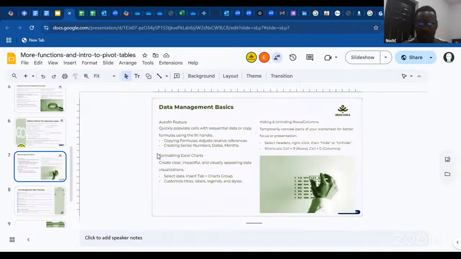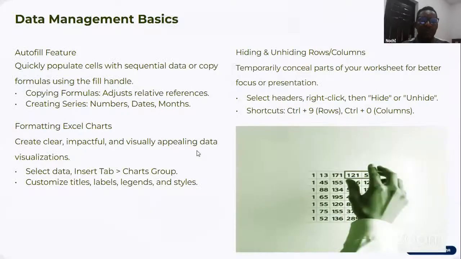So we'll go to data management basics: how to quickly make your data better and more efficient. You quickly populate your data, like the functions that we've had. If you want to use the same function for the rest, that's the plus sign. You double click on it or you drag. That's for copying formulas relative to the ones you've solved.